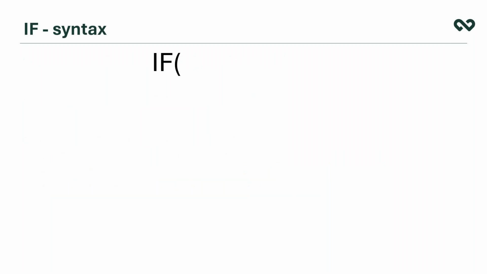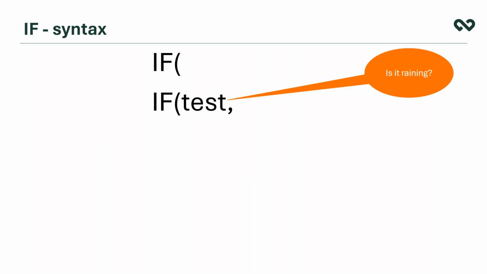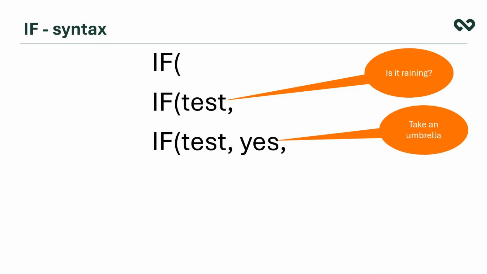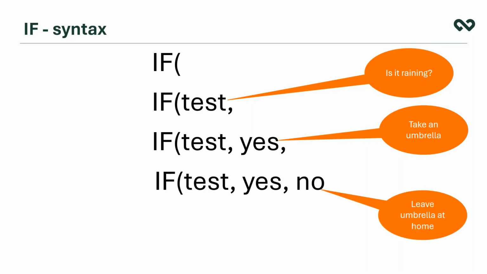First of all, you'll put an if and you'll open your brackets. Next, you will add your test. So in this example, is it raining? And then add a comma. You would then add the value that you want if the statement is true and add another comma. So for here, it's yes, take an umbrella. You would then add your false statement, so leave it at home. Oh, sorry, apologies. You wouldn't add another comma. You would close your brackets, and that is an if statement.